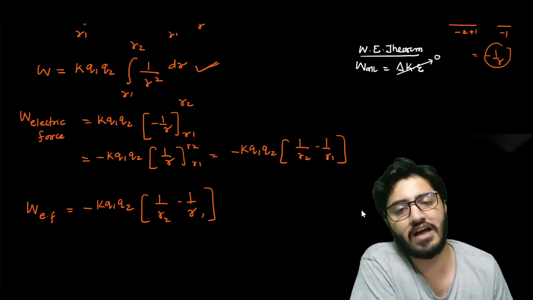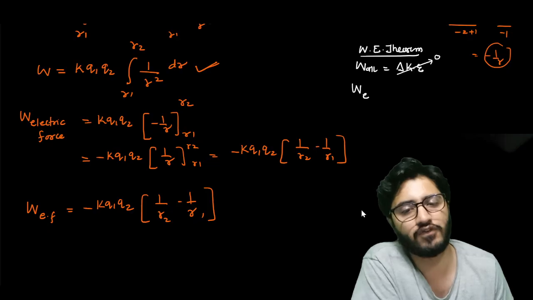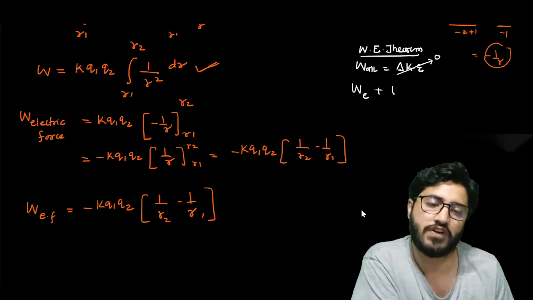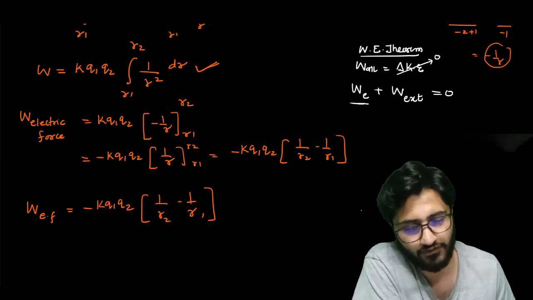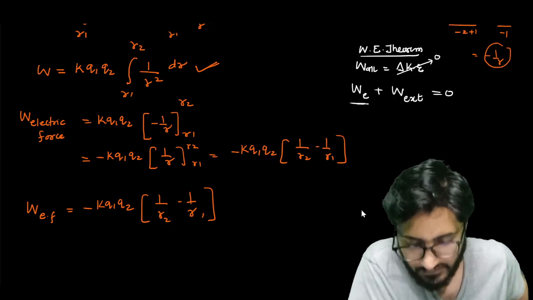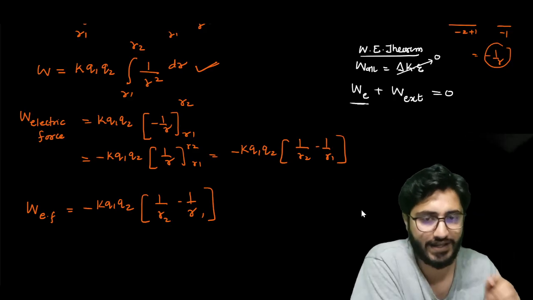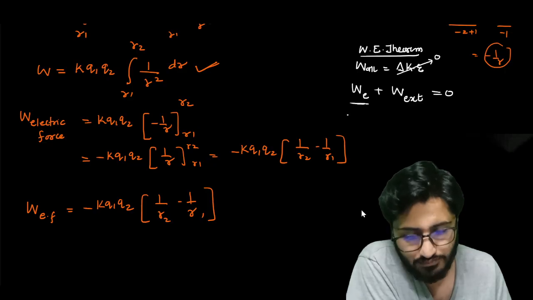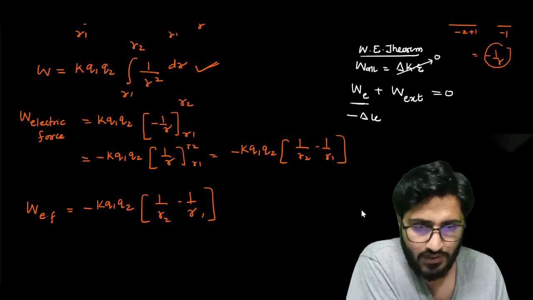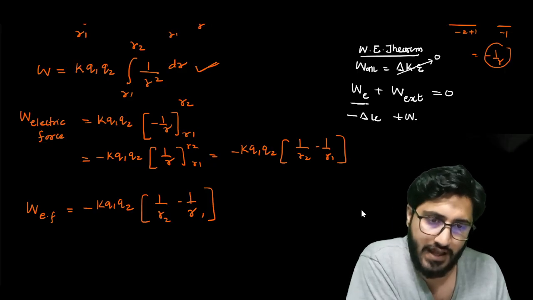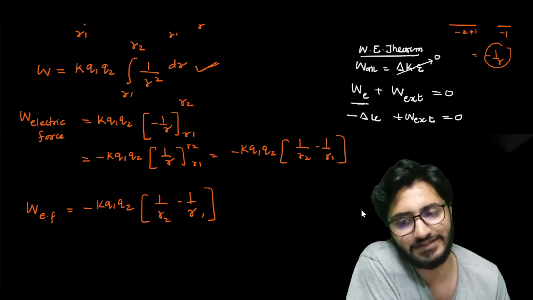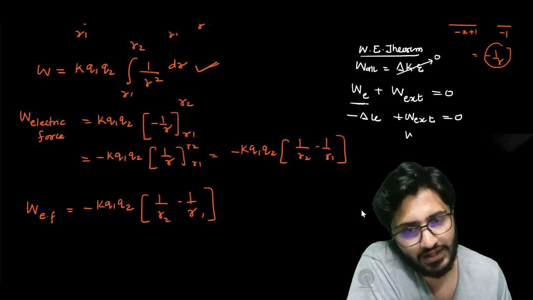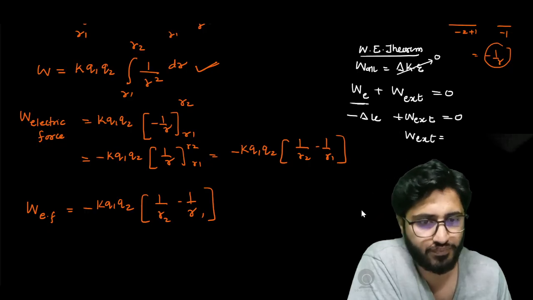So how many forces do we have here? One is work done by electric force. One more is work done by external force. The total is 0. So from this perspective, what is work done by electric force? I can write work done by electric force is minus delta U, plus work done by external force equals 0. I can write like this now. Okay, so work done by external force is equal to plus delta U.